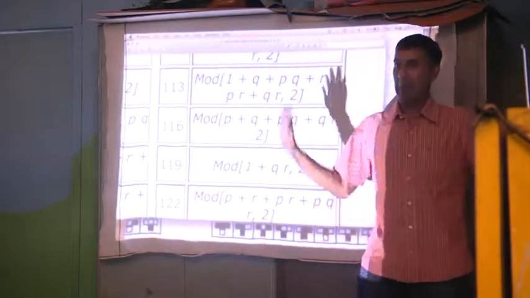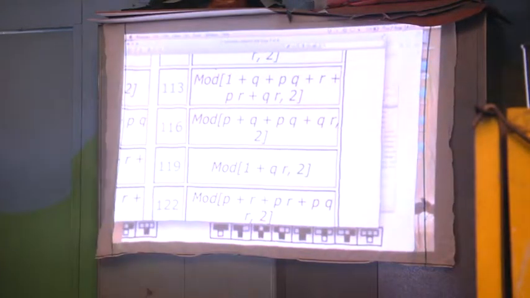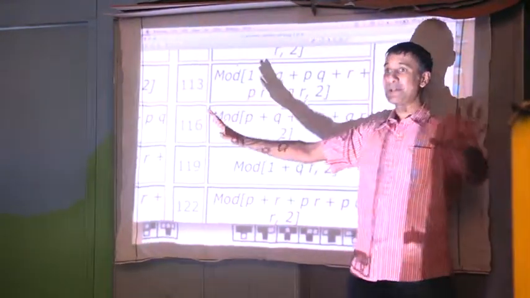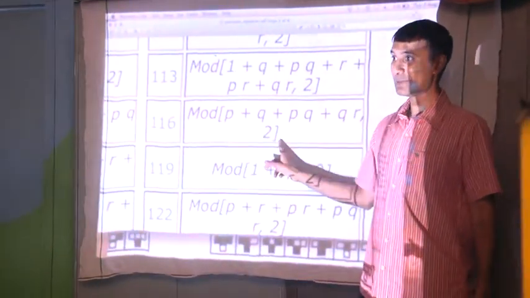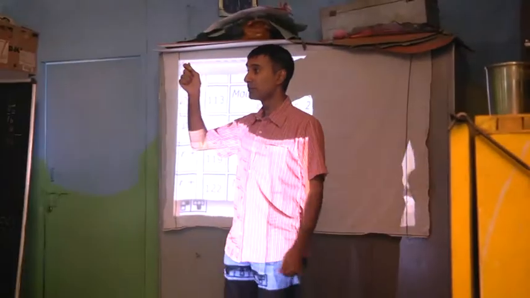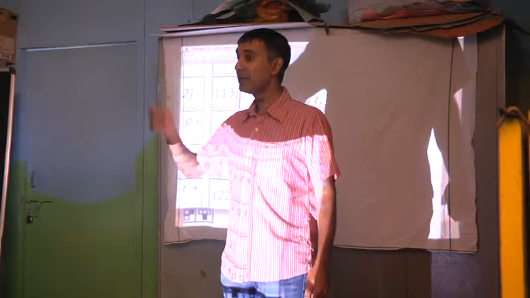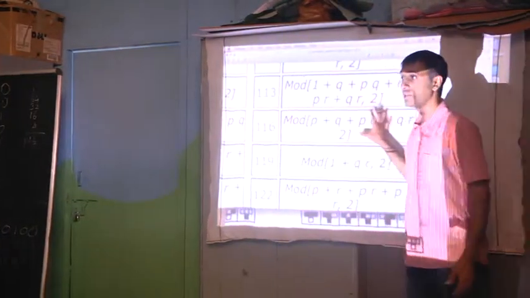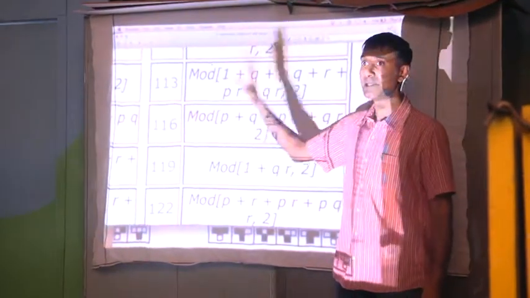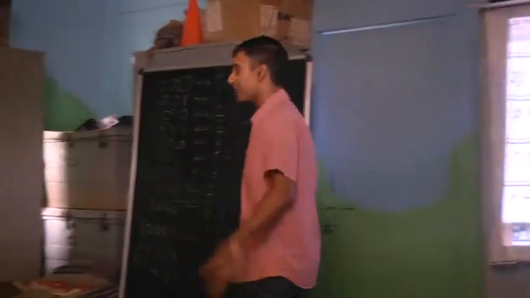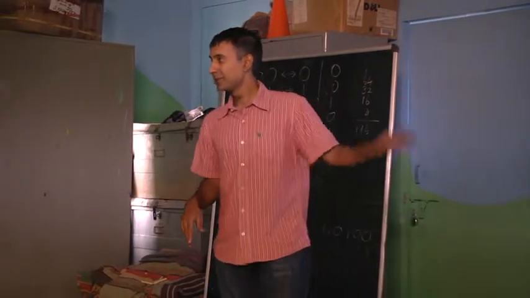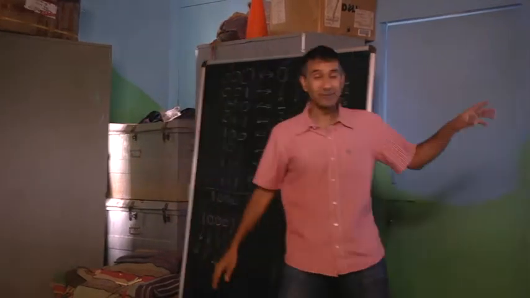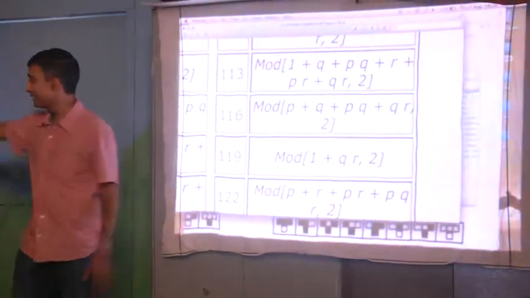Does anybody know what this word means? Mod. Does anybody know what it means? Okay, this is a complicated word. What this means is, and this is where you have to trust me, you take this number and you divide it by 2. If it's an even number, what's the remainder? 0. If it's an odd number, what's the remainder? 1. So this whole formula means, divide this by 2 and give me the remainder. Why do I need to do that? It'll take any number and make it either 0 or 1. Now, you have to believe that if you type this into Excel, it will do exactly this formula.